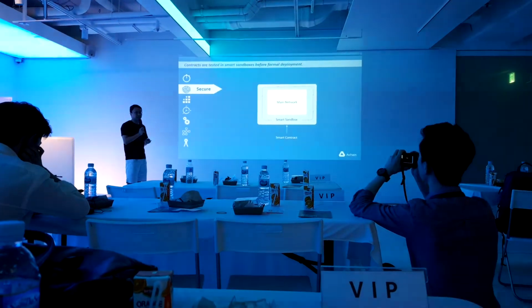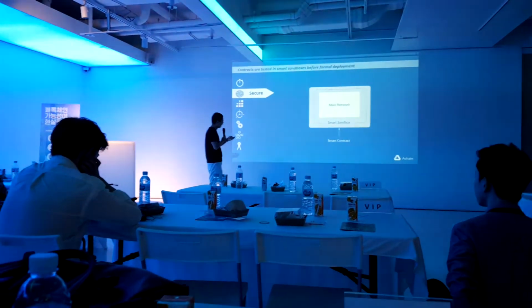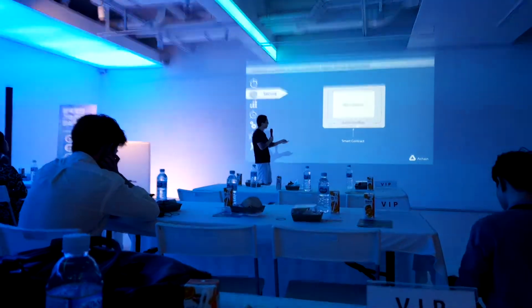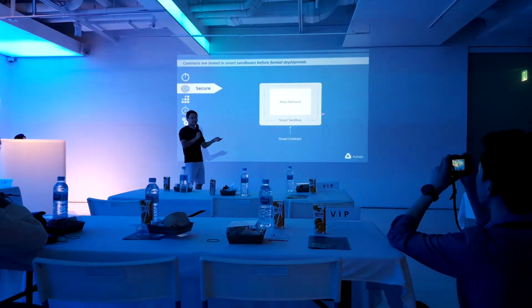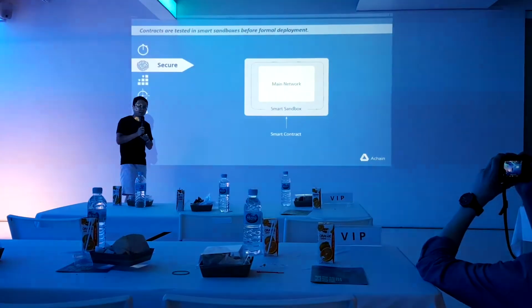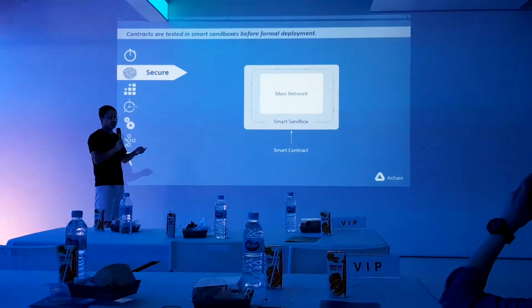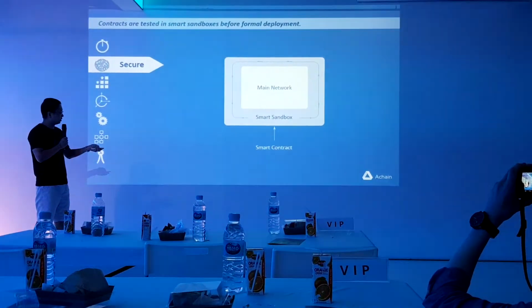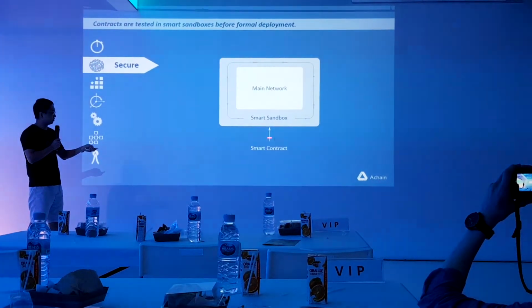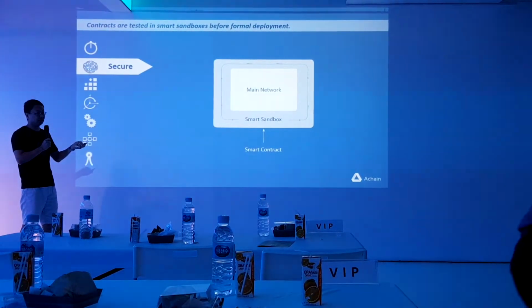Another point is security, and because we build a firewall like this one, outside the main network there is a smart sandbox. Sandbox is like a machine that can automatically test the apps when you want to release on this platform, release on the Achain. So if you want to put a smart contract on this platform, it has to be tested before it is released.